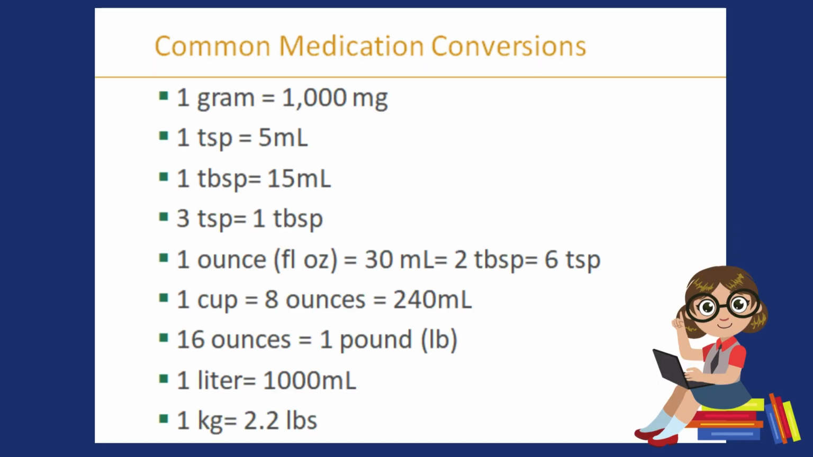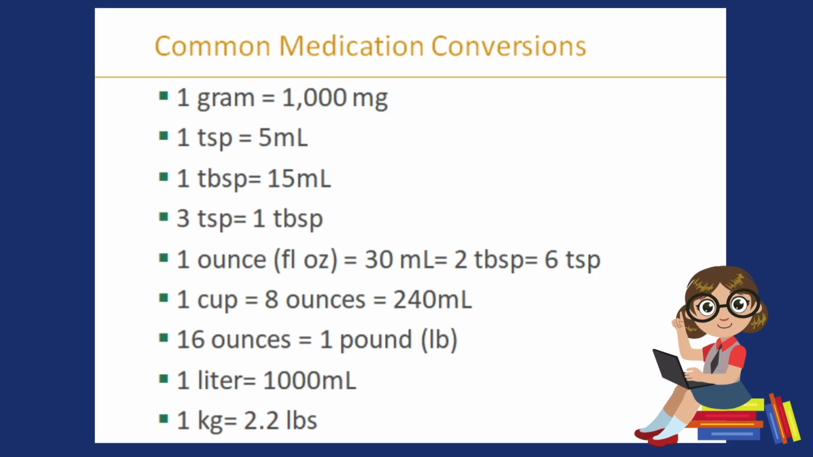The next one, this is a chart of common medication conversions. Memorize this. That's the easiest thing to do. If you don't memorize this, you are going to struggle throughout medical math and in nursing school and IV therapy. So please memorize this. Write this on index cards, make your Quizlets. Practice, practice, practice. So 1 gram is equal to 1,000 milligrams. 1 TSP, this is the abbreviation for teaspoon, is equal to 5 milliliters.